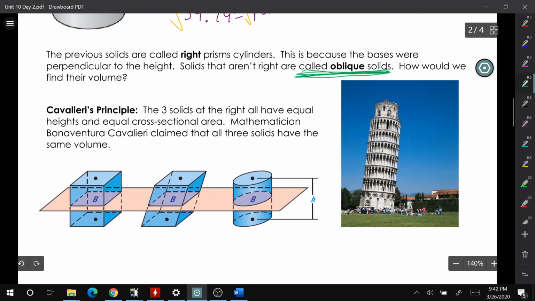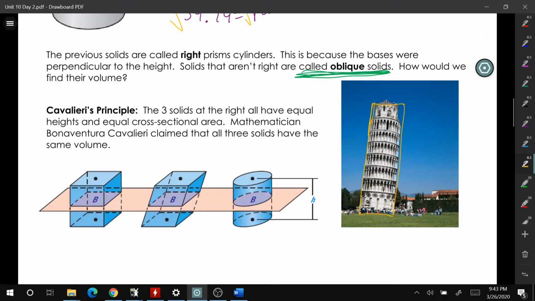Here, an oblique cylinder would be something like the Leaning Tower of Pisa. You know, this is slanted, it's leaning. This would be an example of an oblique solid. To calculate the volume of something like this, or any oblique solid, we're going to use something called Cavalieri's principle.